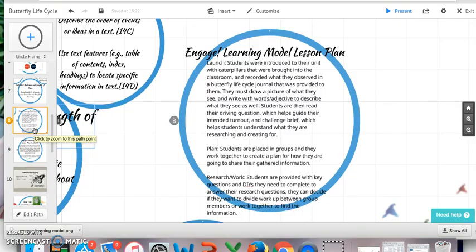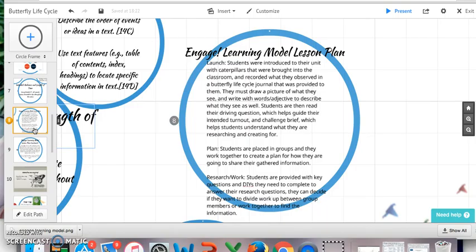The engaged learning model, this is a lesson plan. I broke it down. It's very lengthy whenever we use the engaged learning model. So we start off with the launch. The students were introduced to their unit with caterpillars that were brought into the classroom and recorded what they observed in a butterfly life cycle journal that was provided to them. They must draw a picture of what they see and write with words and adjectives to describe what they see as well. Students are then read their driving question, which helps guide their intended turnout, and challenge brief, which helps students understand what they are researching and creating for.